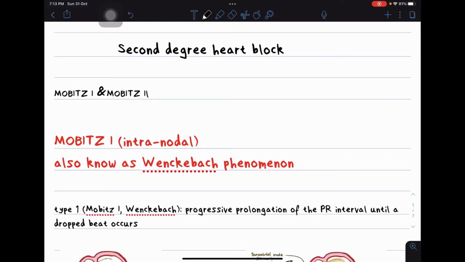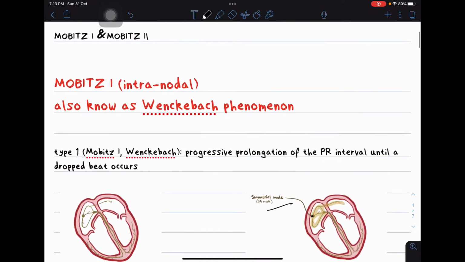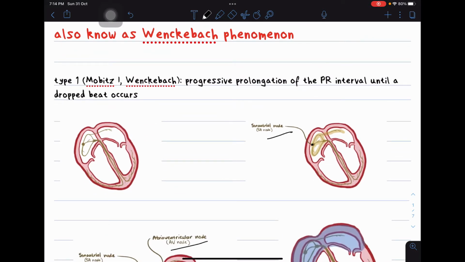Second degree heart block. It is divided into two, Mobitz 1 and Mobitz 2. Mobitz 1 is also known as Wenckebach phenomenon. It is characterized by progressive prolongation of the PR interval until a dropped beat occurs.